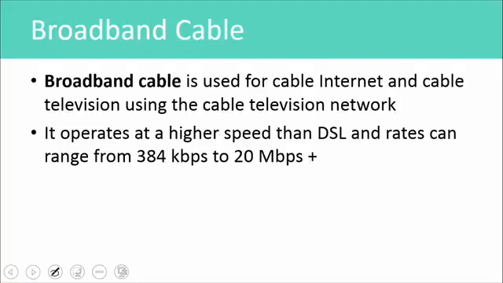All right, broadband cable. Broadband cable is used for cable internet and cable television. This is probably what you have in your home, right? I have it in my home. It operates at a higher speed than DSL, and the rates can range from 384 kilobits per second to 20 megabits per second. That's a pretty common network speed for home internet. So this is something that you're probably using right now, and you may not even realize it until now, right? Because I just told you.